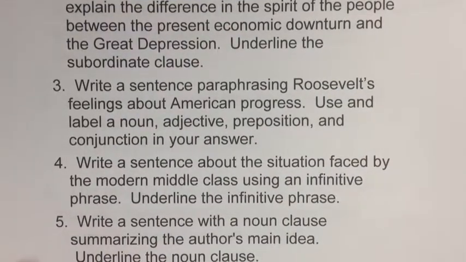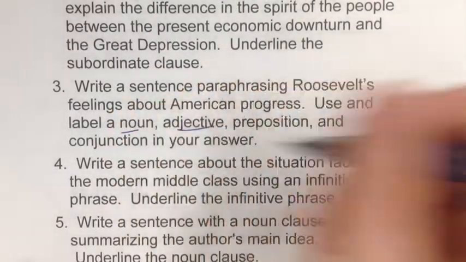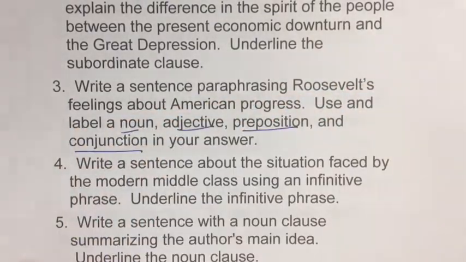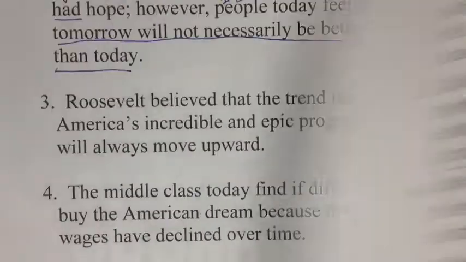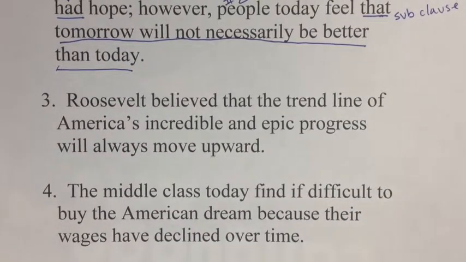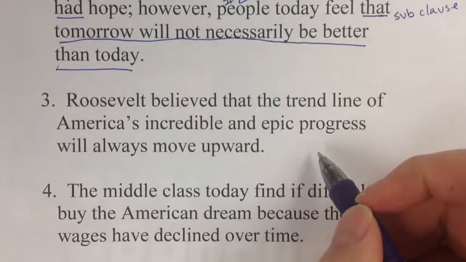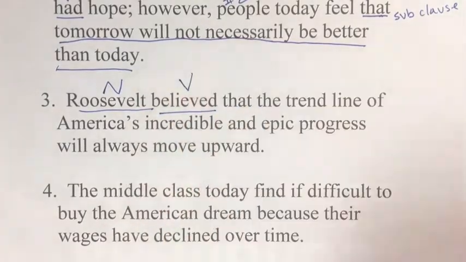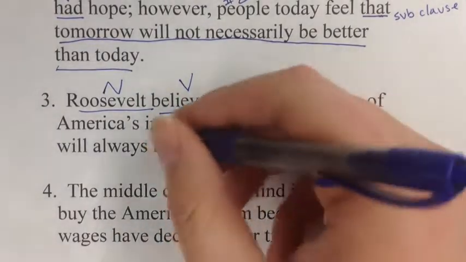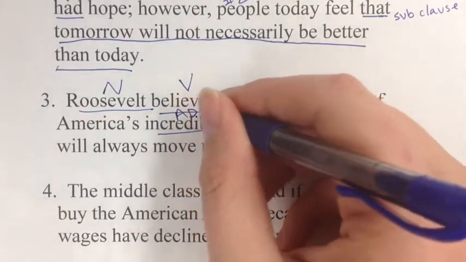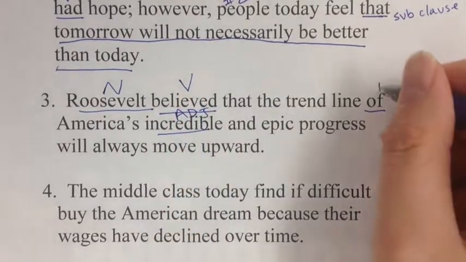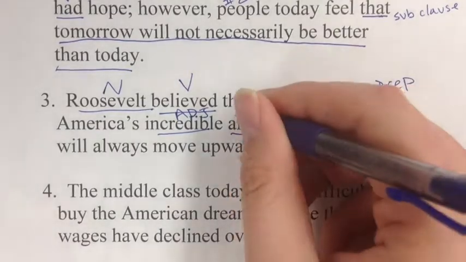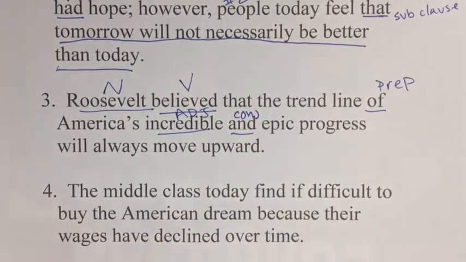Write a sentence paraphrasing Roosevelt's feelings about American progress. Use and label a noun, adjective, preposition, and conjunction in your answer. So here we go. Roosevelt believed that the trend line of America's incredible and epic progress will always move upward. So here's our noun. Here's our verb. That the trend line of America's incredible. Here's our adjective. Oh, here's a preposition. And here's a conjunction. So it has all the bits. Noun, verb, preposition, adjective, conjunction.